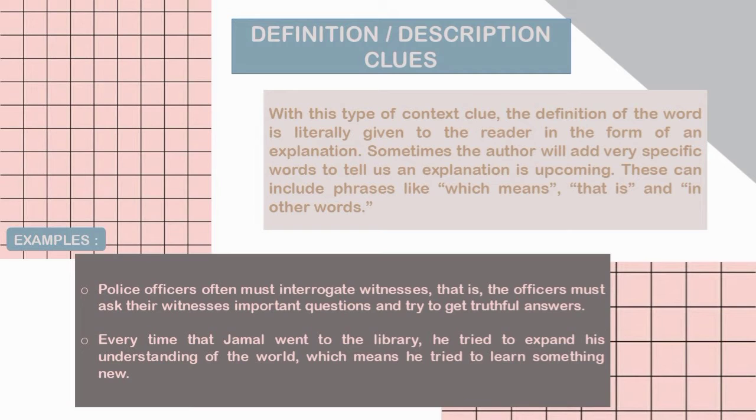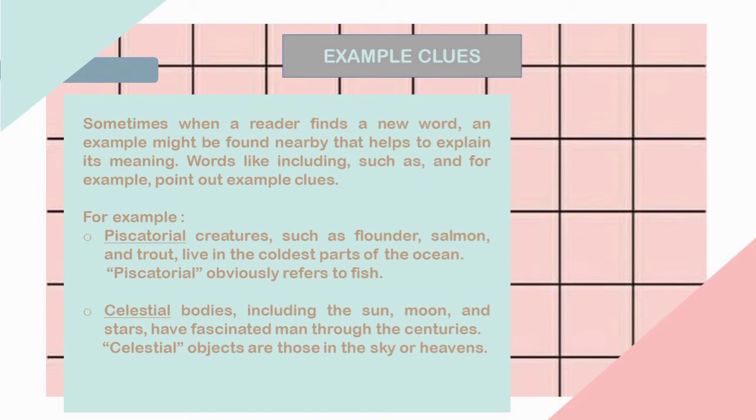Every time that Jamal went to the library, he tried to expand his understanding of the word, which means he tried to learn something new. The words after which means are described about expand. Next, example clues. Sometimes when the reader finds a new word, an example might be found nearby that helps to explain its meaning. Words like including, such as, and for example, point out example clues.